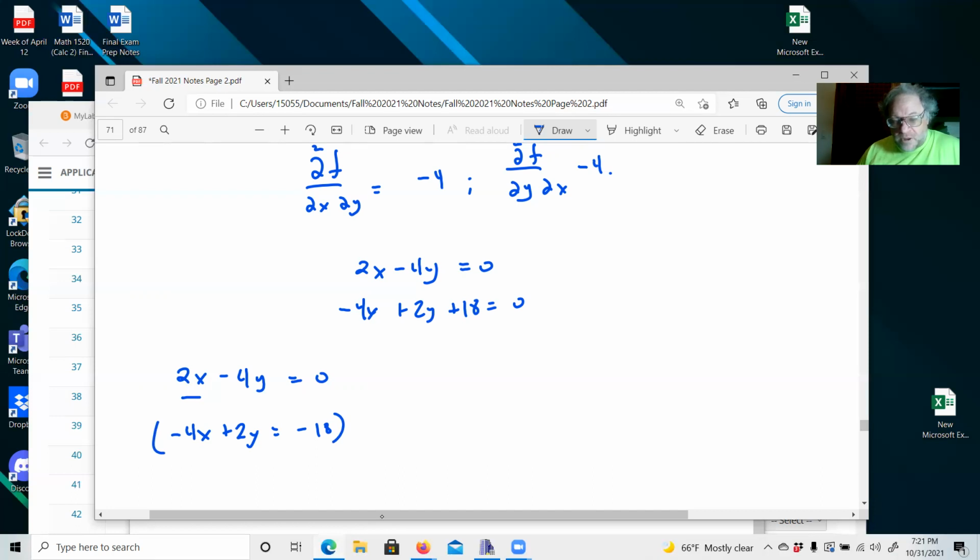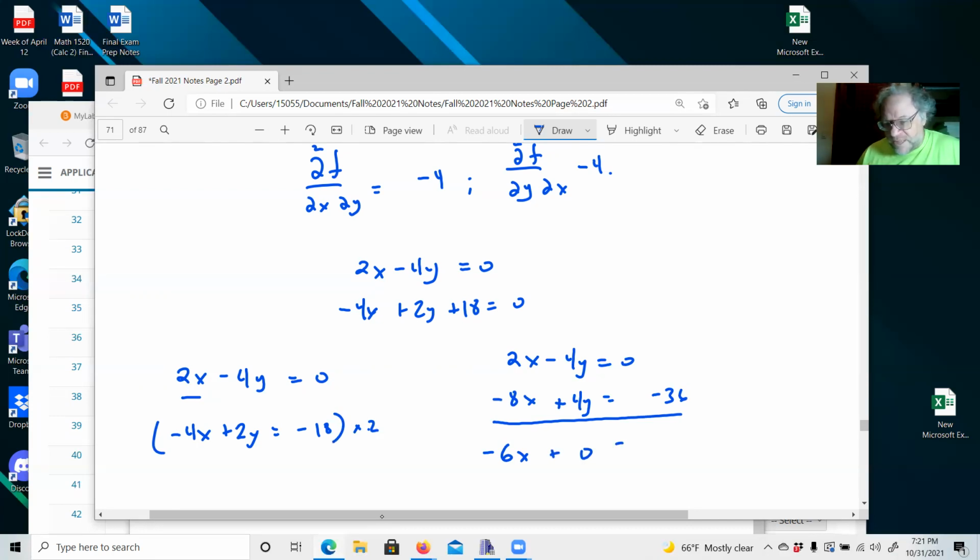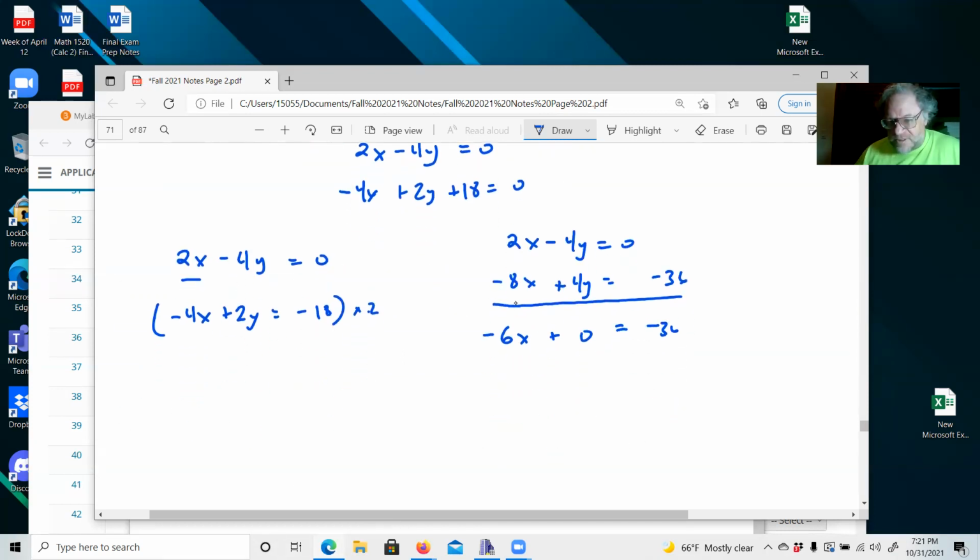So we're going to multiply this one by 2. Okay, so we're going to have 2x minus 4y equals 0. We're going to have 2 times -4, that's -8x, plus 4y is equal to 2 times -18, which is -36. And we're just going to add. So we add these two, we get -6x. Add those two, we get 0. That was the point. You're trying to eliminate one of the variables. Equals -36. We divide both sides by -6.